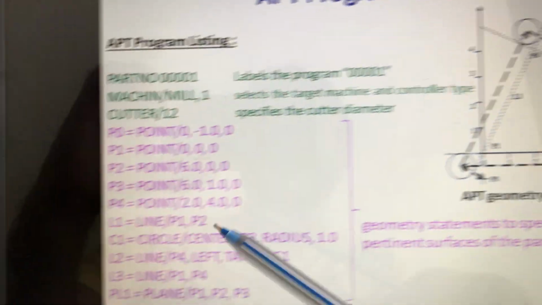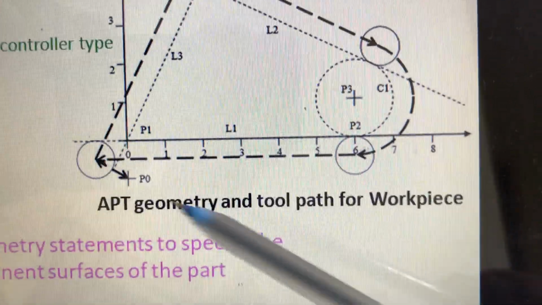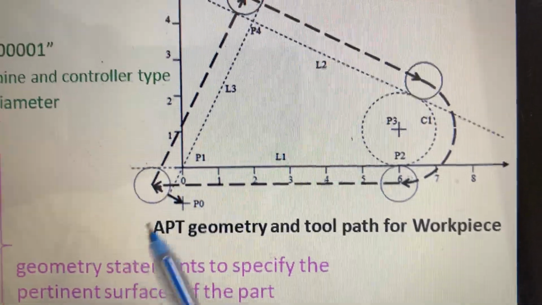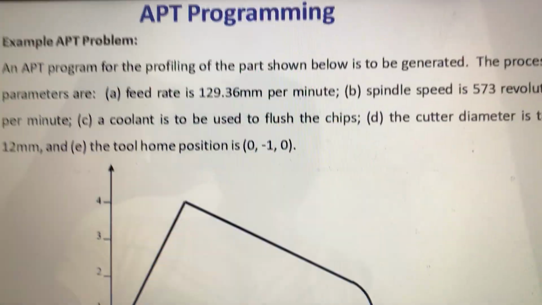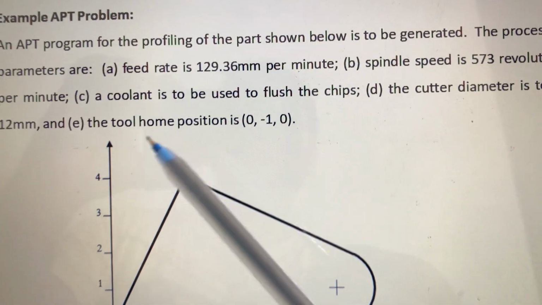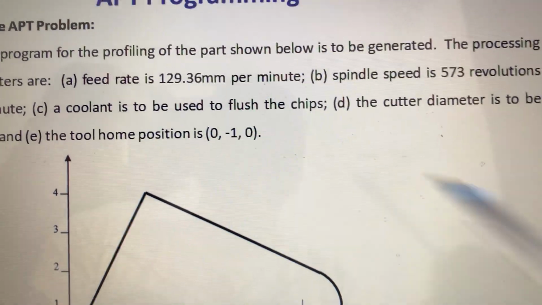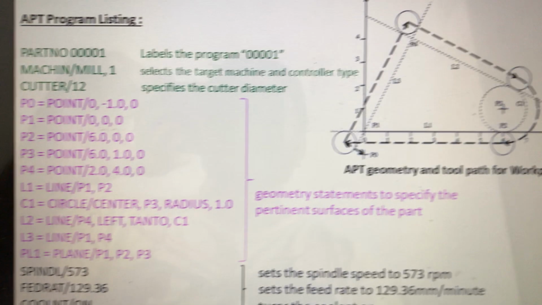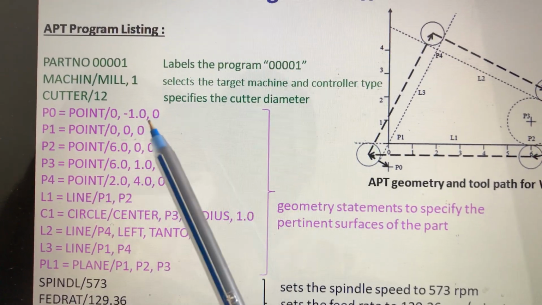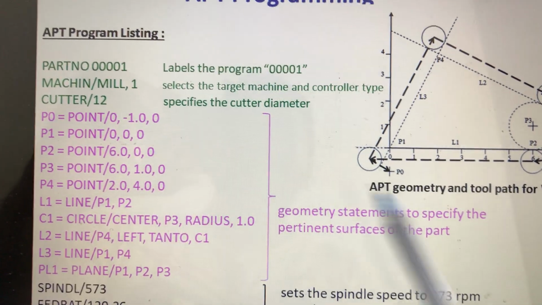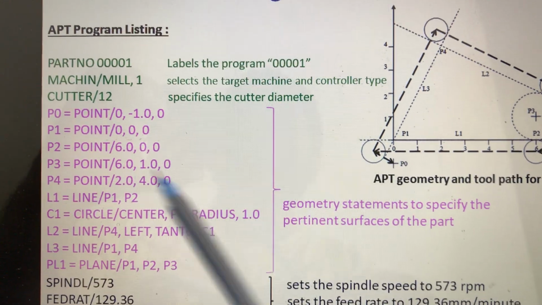Let us define them here. Geometry. So P0, P0 is starting at this place. So what is P0? It is given in the program. Tool home position: x is 0, y is -1, z is also 0. So the same values we put here. P0 is point slash x0, y -1, z0, meaning at this place. x is 0, y is -1.